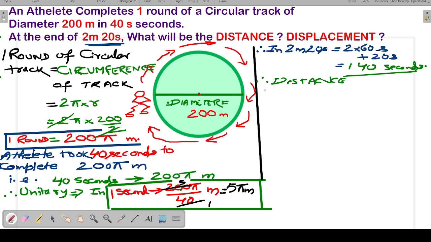So the distance covered by the athlete in 140 seconds is how much? The distance covered by the athlete in 1 second is 5 pi. So definitely the distance covered by the athlete in 140 seconds will be the same value of 5 pi multiplied by 140, right?